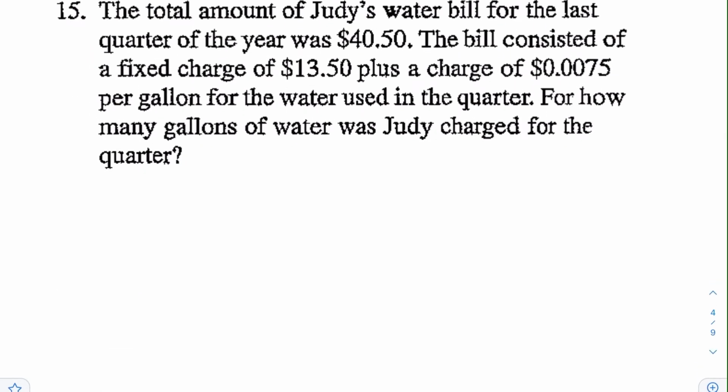Next for number 15, the total amount of Judy's water bill for the last quarter of the year was $40.50. The bill consists of a fixed charge of $13.50 plus a charge of $0.0075 per gallon of water used in a quarter. For how many gallons of water was Judy charged for the quarter? So you have to turn this word sentence to a number sentence. So the total for the quarter was $40.50 for this quarter year, or these 3 months.